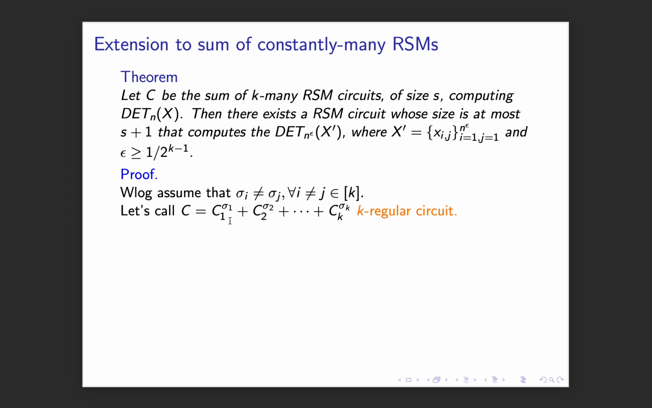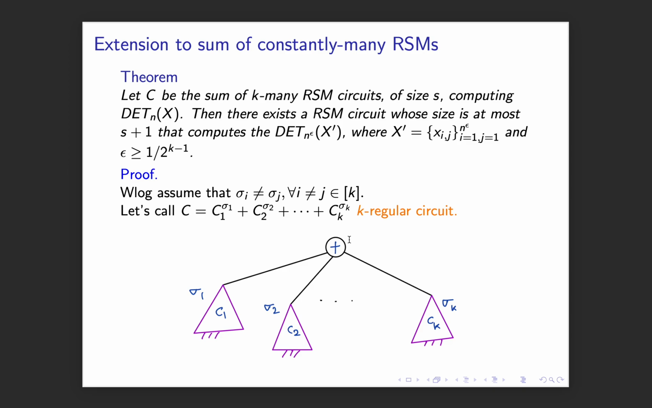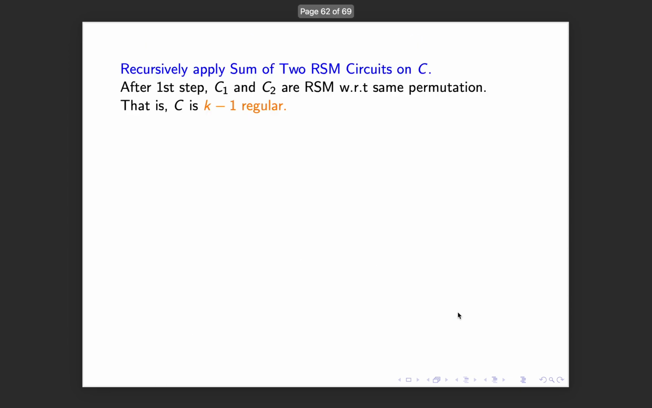So now we have C, which is a sum of k RSM circuits. We refer to C as a k-regular circuit. So C looks something like this: it is a sum of k RSM circuits, where each of these k RSM circuits follows a distinct permutation. Now the idea is to recursively apply the sum of two RSM circuits theorem on C. That is, first we look at C1 and C2 and apply the sum of two RSM circuits theorem. This will give us a circuit which is k minus 1 regular. Now we recurse until C becomes 1-regular.